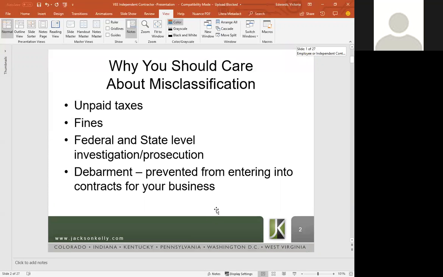My first slide, why should you care about misclassification? Well, if you have unpaid taxes out there, that could be an issue that your company could eventually have to deal with down the line if that independent contractor isn't paying their taxes. Fines at a federal and state level, investigation, prosecution, debarment in the worst case scenario that prevents you from entering into contracts for your businesses or otherwise doing what you need to do to engage in your business. So it's pretty important stuff to get right from the get-go.